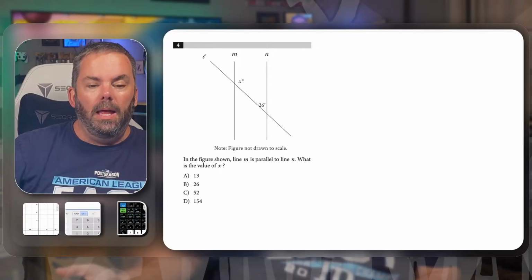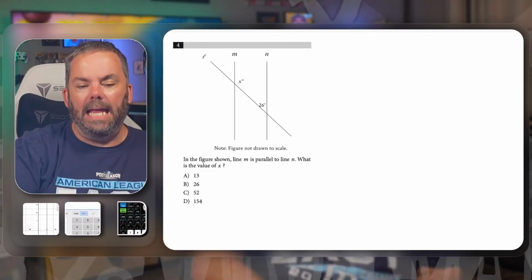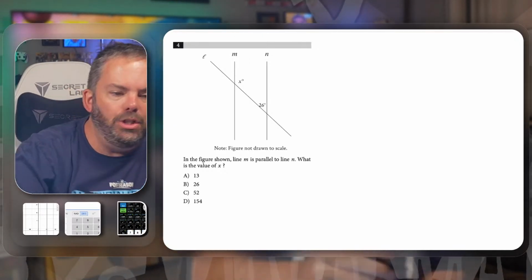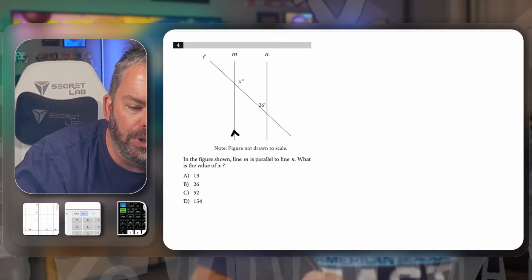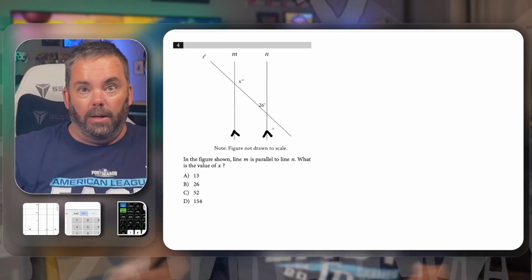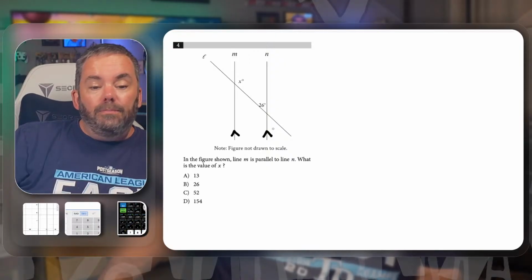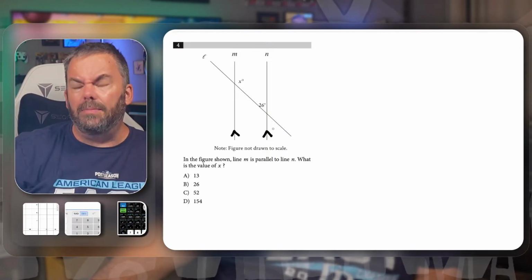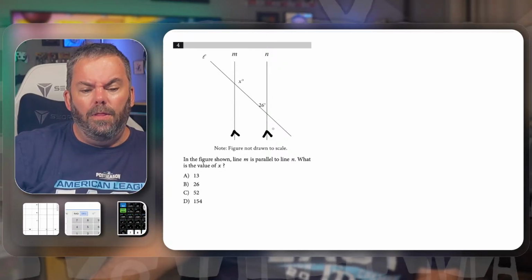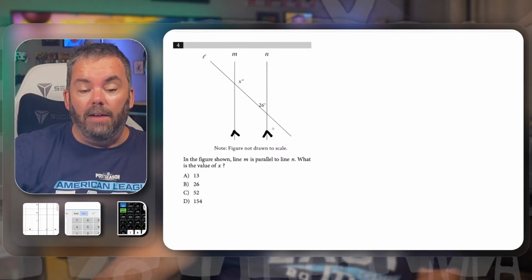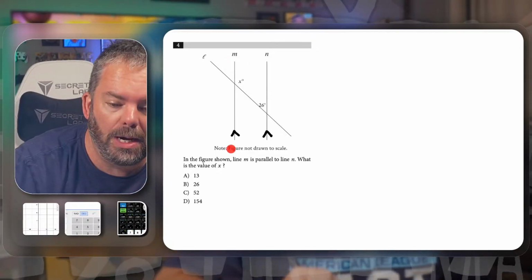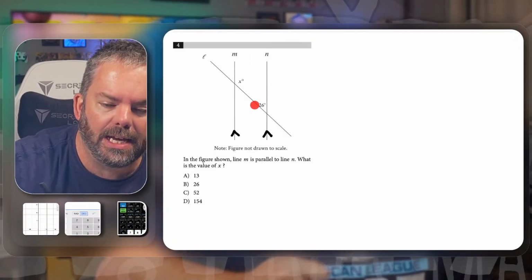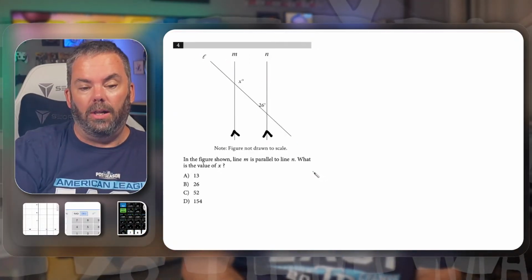So in this problem, they tell you that M and N are parallel. In geometry class, they might even put these little arrows to show that they're parallel, right? If you've been in geometry, I think this is even covered in like 8th grade or 7th grade, but we love it when we have parallel lines, right? Two parallel lines, and then a third line that comes in and cuts those parallel lines.